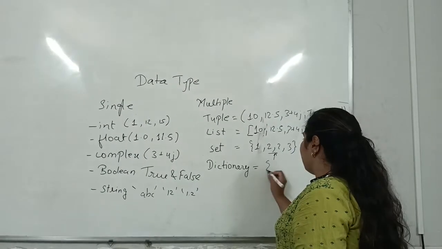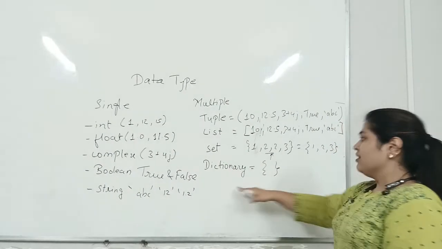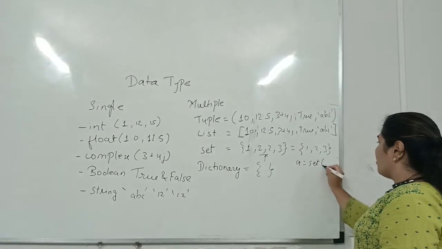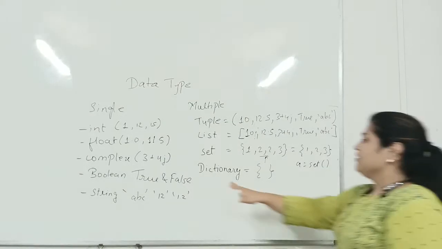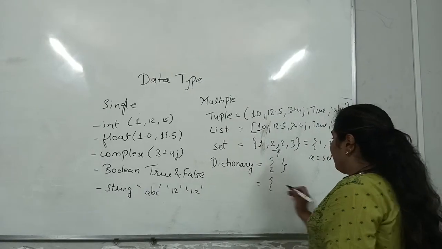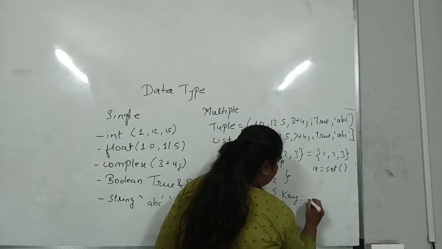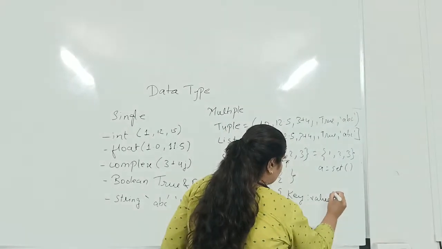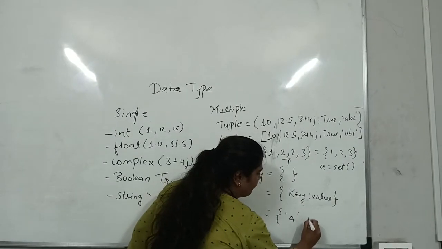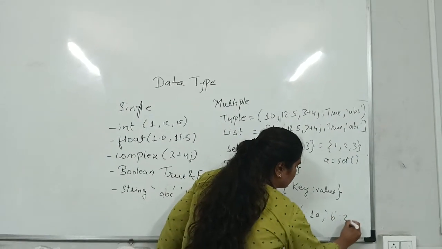Dictionary, again, uses curly brackets. The difference between set and dictionary is that if we have to assign an empty set, we have to use set followed by open and closed round brackets. And in dictionary, we have to use curly brackets. In the dictionary, we have key and value pairs. So, for example, here key is A and the value stored in A is B, and in B the value stored is 20.